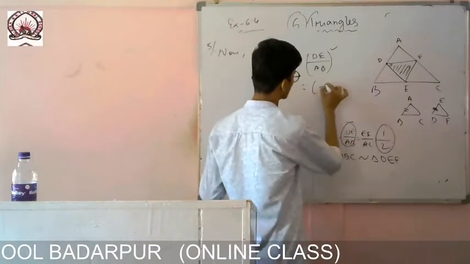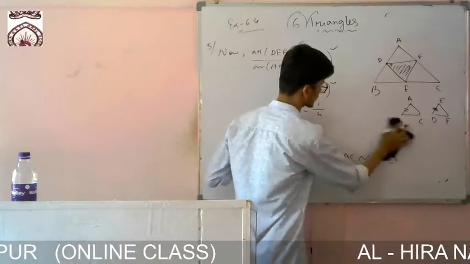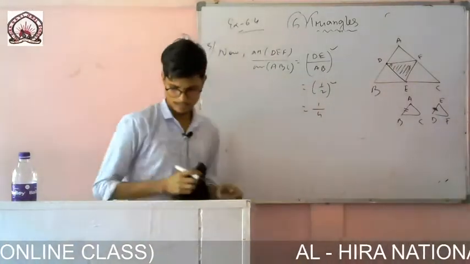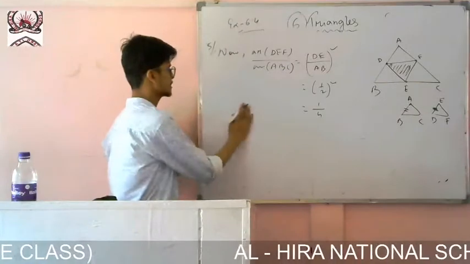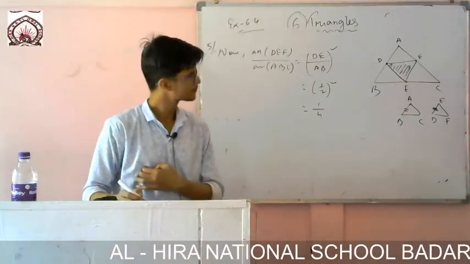It is 1 by 2. So 1 by 2 squared is equal to 1 by 4. That means the ratio is 1:4. So therefore, the last line you write: the required ratio is 1:4.